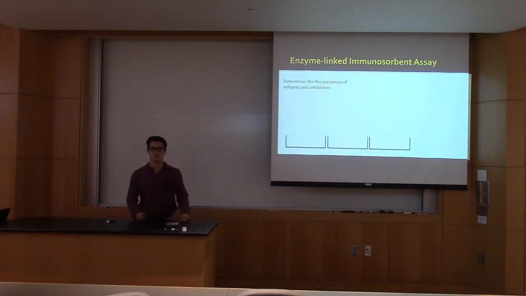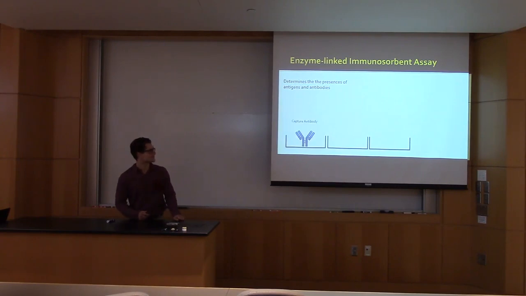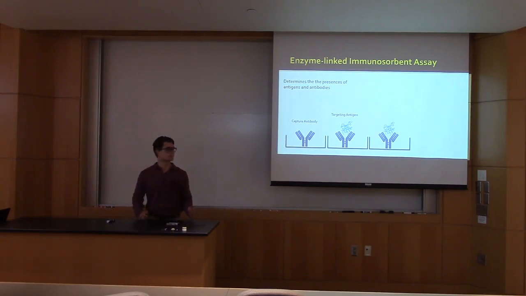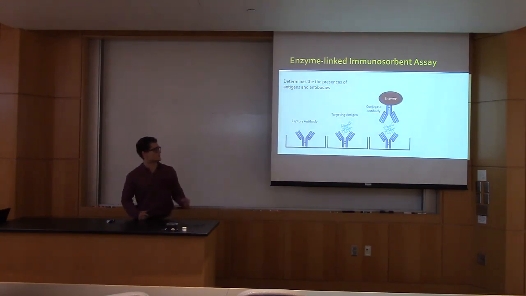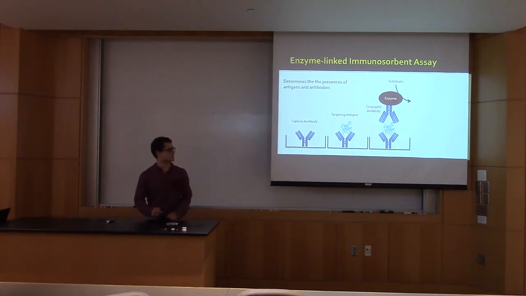So talking a little bit about the ELISA method, again, it determines the presence of an antigen or an antibody. So first you have your capture antibody. Your capture antibody is then bound to a targeted antigen, which then is bound to a conjugate antibody with an enzyme attached. So once the substrate acts on that enzyme, it creates fluorescence. So we're able to determine the presence of an antigen or an antibody through the intensity of light.